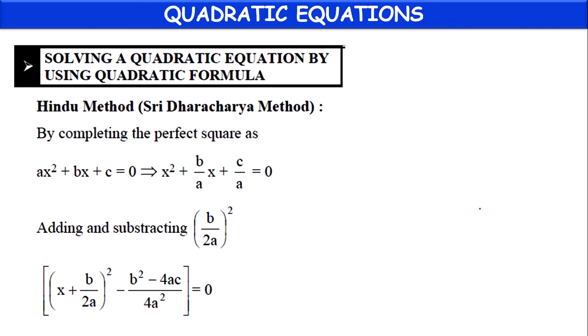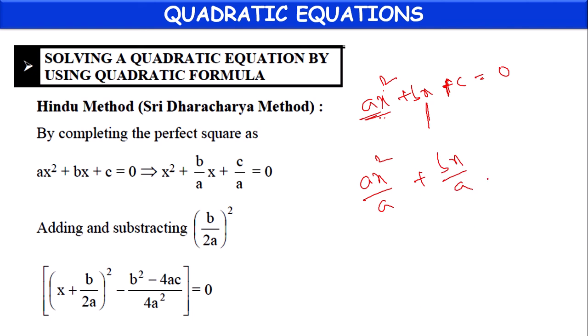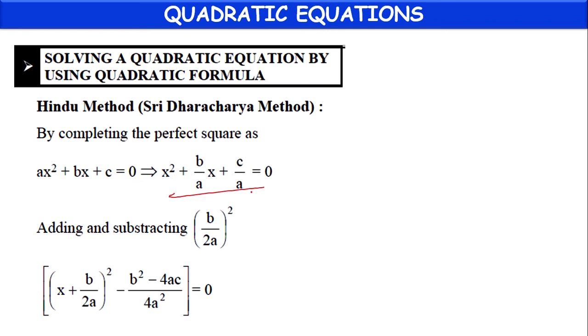So let's repeat the method once again, children. We are having ax square plus bx plus c equal to 0. This is the equation. The middle term is to be in the form of 2xy. So what we are doing? First, in ax square, a is there, so we have to divide by a. Ax square by a plus bx by a plus c by a equal to 0. A gets cancelled. x square plus b by a x plus c by a equal to 0. This we are getting.